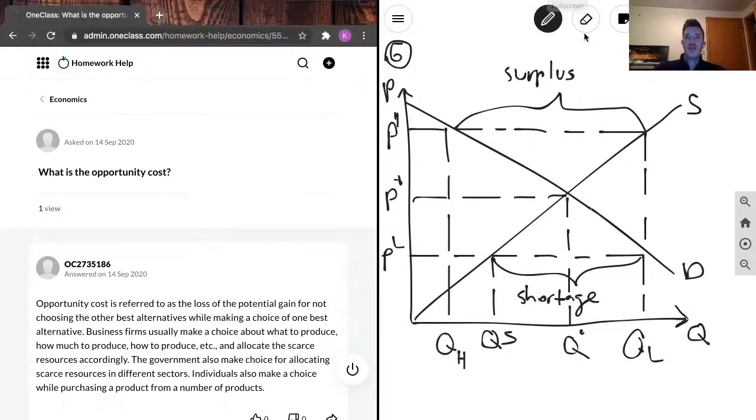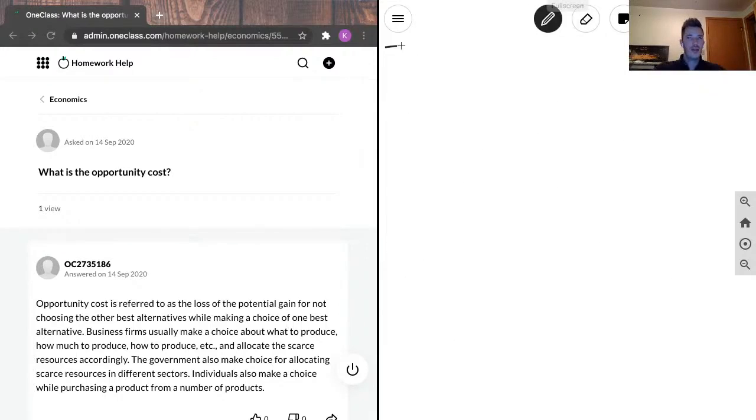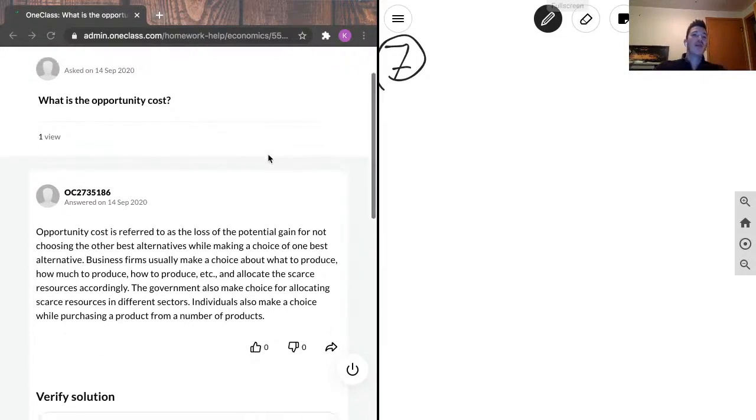Moving on to question 7. Question 7 reads, what is the opportunity cost?